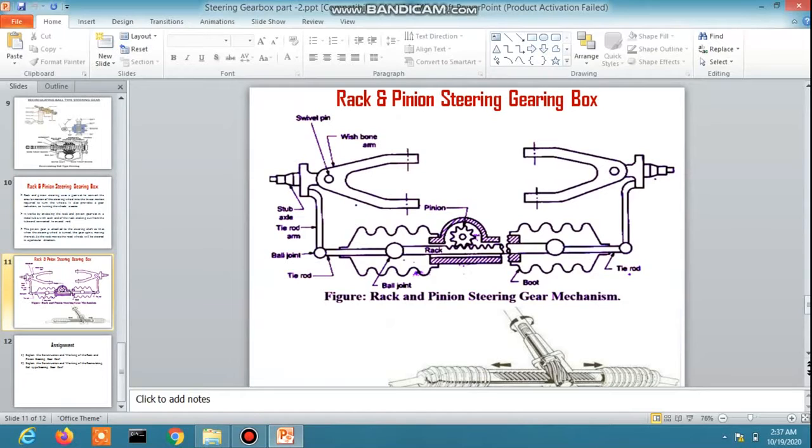which is placed inside the rack housing. When the wheel is rotated, the power is transmitted as linear motion and goes to the tie rod and then to the steering knuckle. So we can steer the wheel in our desired direction of path.